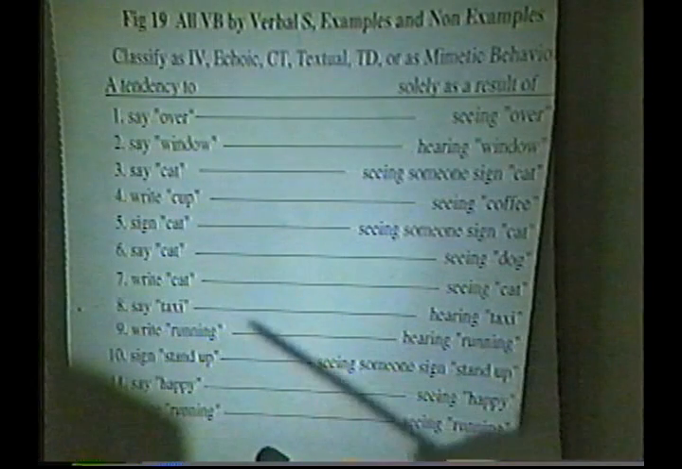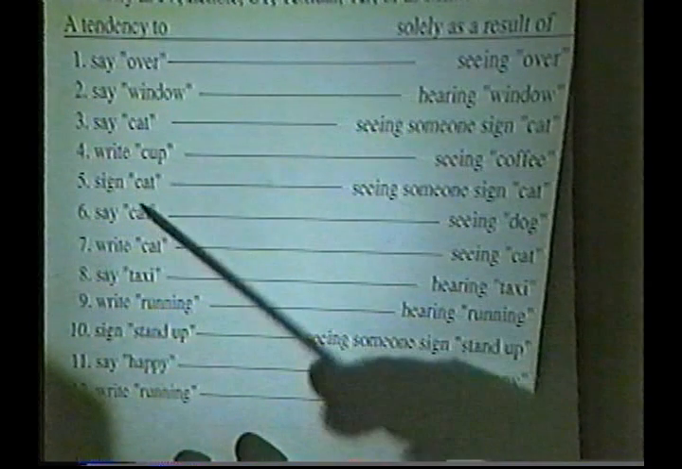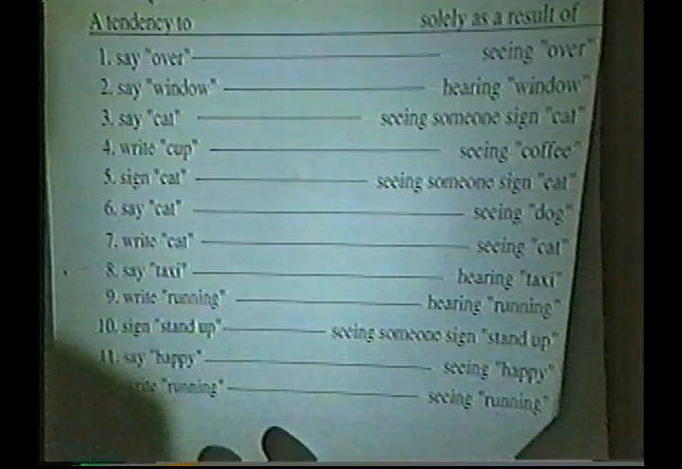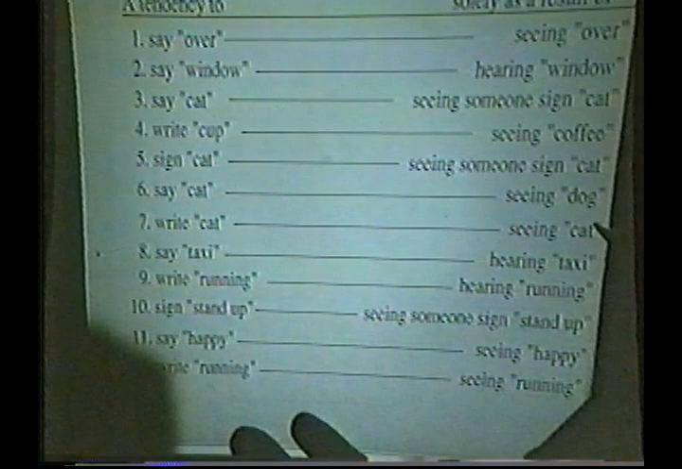Sign cat as a result of seeing someone sign cat. Now that's mimetic behavior. You sign what you see someone sign. Say cat as a result of seeing the word dog. Clearly intraverbal behavior. It's a verbal stimulus. You say cat. Write cat as a result of seeing the verbal stimulus cat, written.